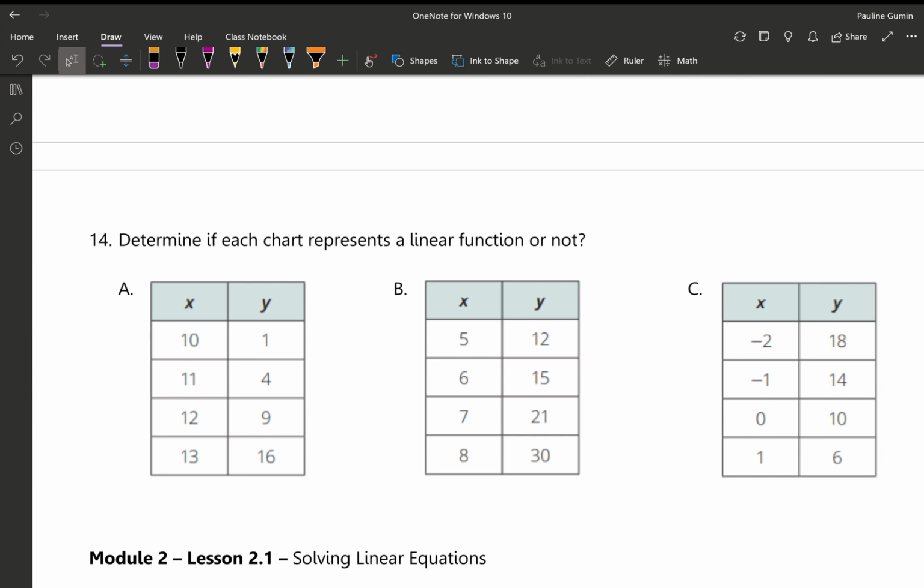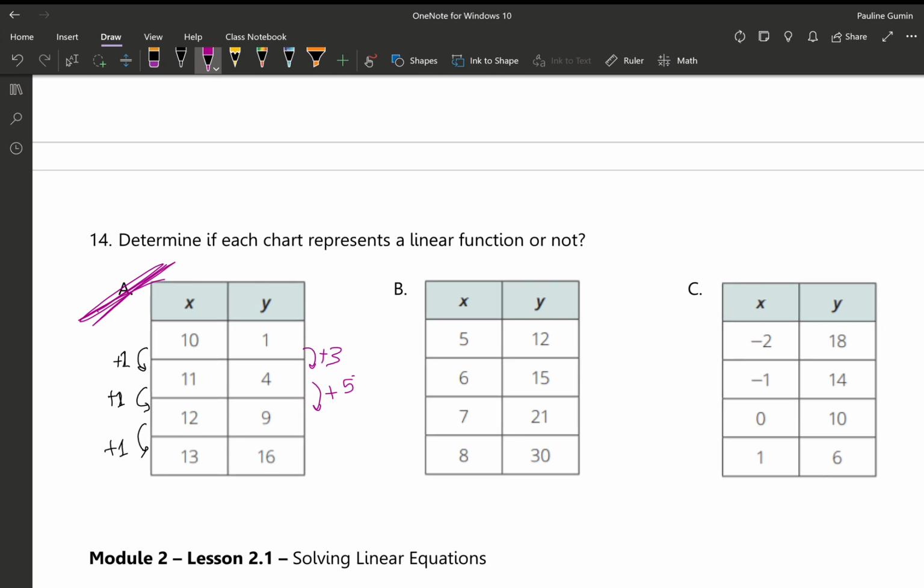Let's determine whether or not each of these charts represents a linear function. Now, what this means is we want to make sure that the pattern is the same in the x's and the y's. So let's see here. In the x's, I have plus 1, plus 1, plus 1. Perfect. All right, so the pattern for the x's is consistent. Let's do our y's. Plus 3. Plus 5. I can stop there. This is not a linear function. It's not a consistent rate of change.